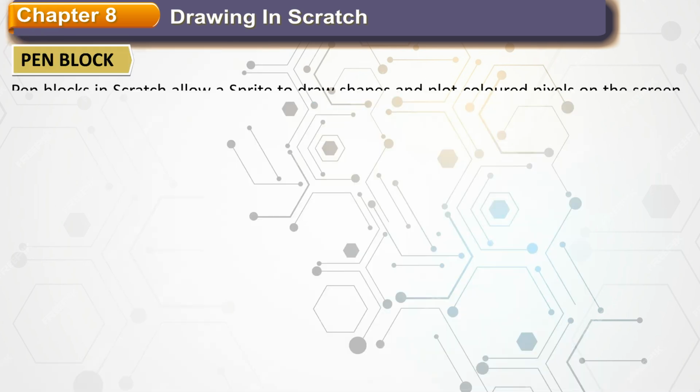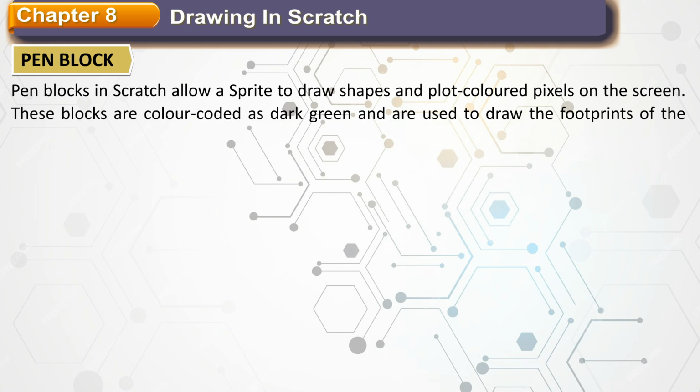Pen block. Pen blocks in Scratch allow a sprite to draw shapes and plot colored pixels on the screen. These blocks are color-coded as dark green and are used to draw the footprints of the sprite.